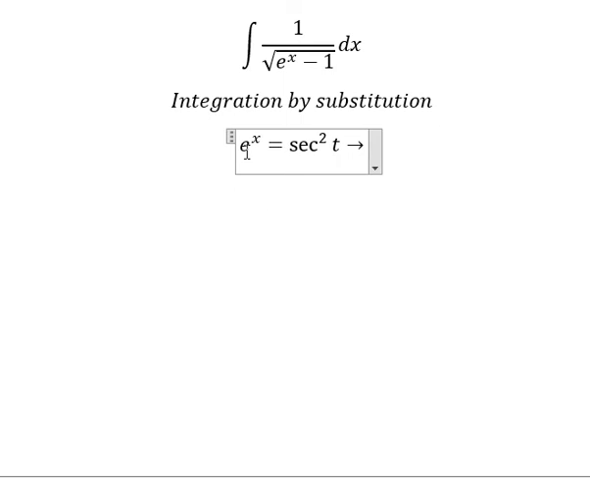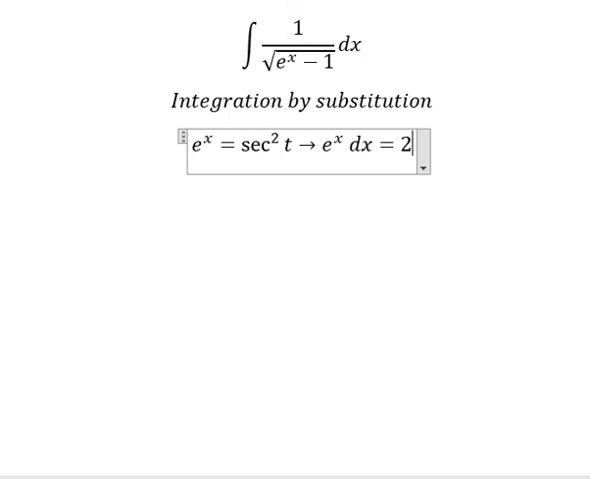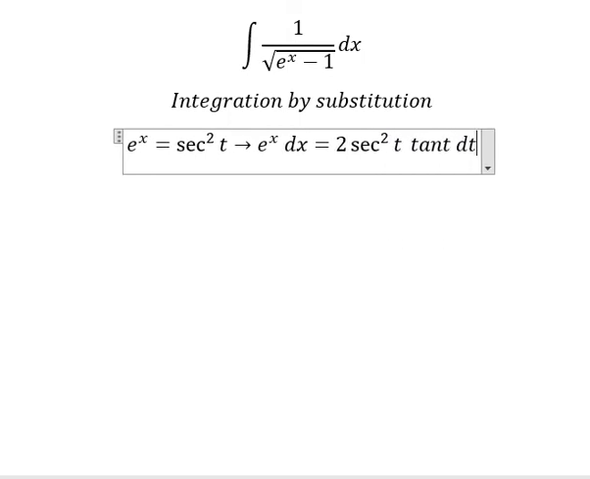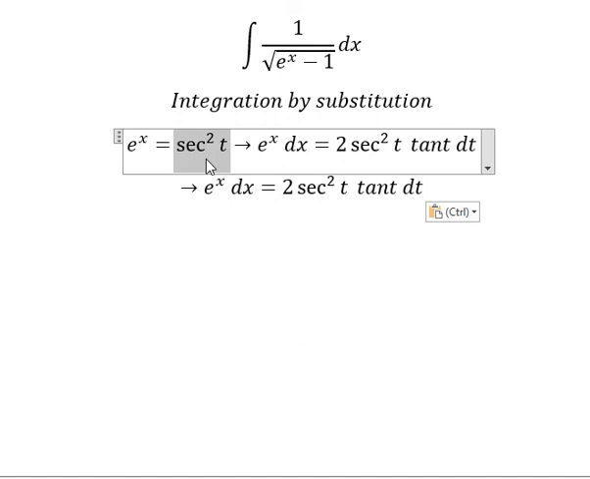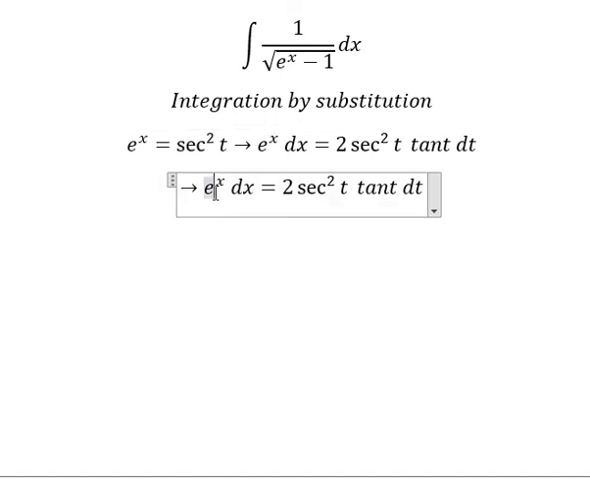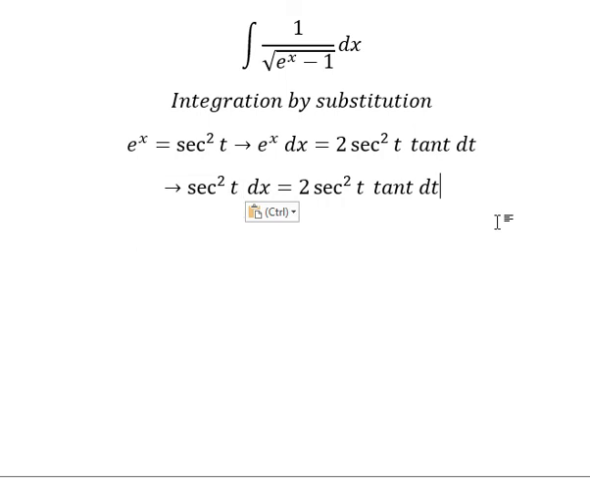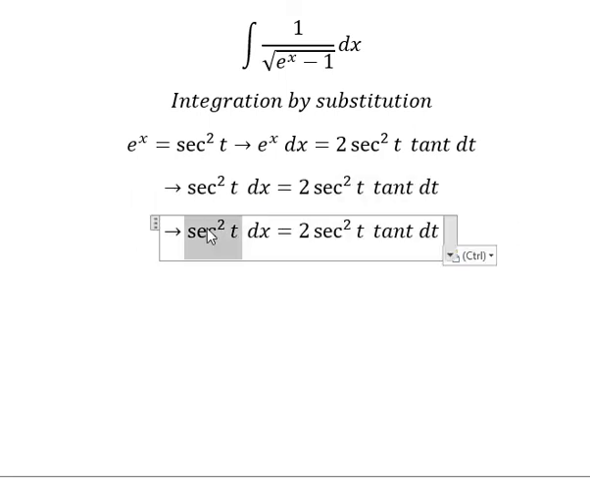Later, we need to first take the derivative of both sides. Next, we know that e to the power of s is this one, so I will put this one here. Now we need to simplify both sides.